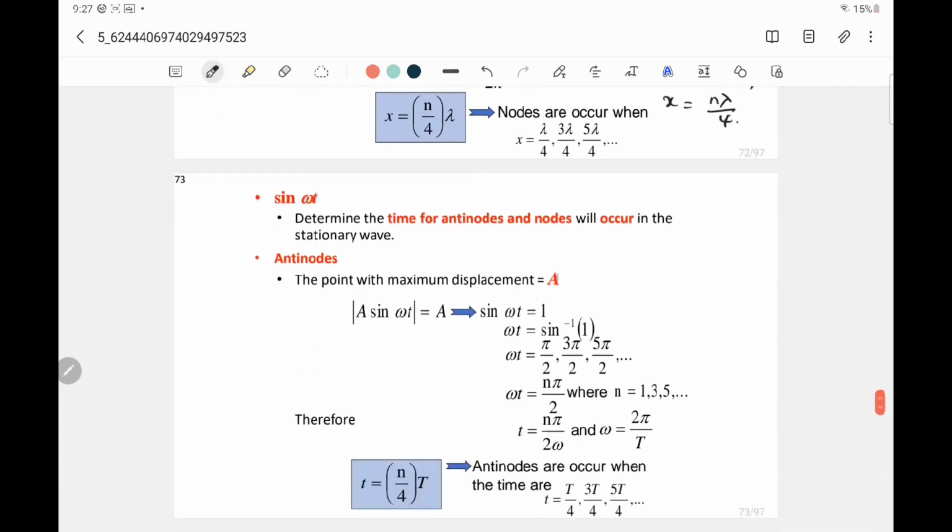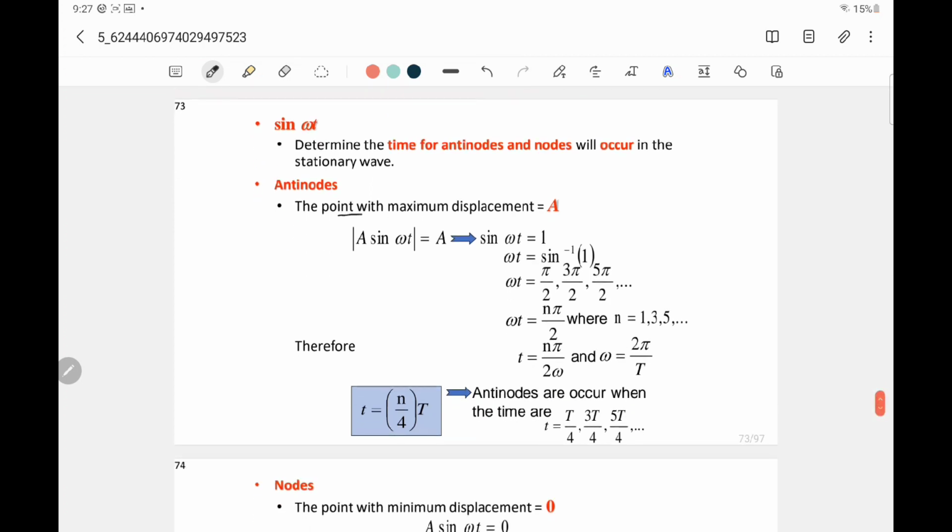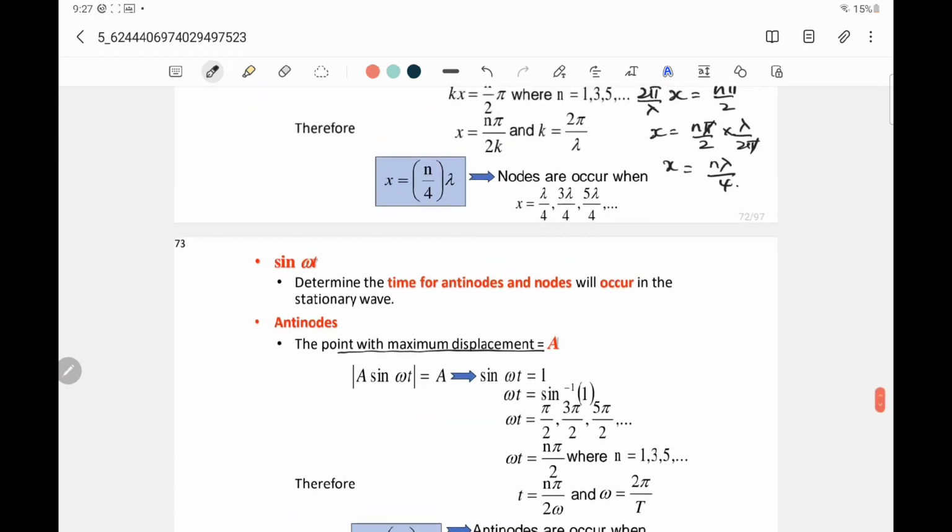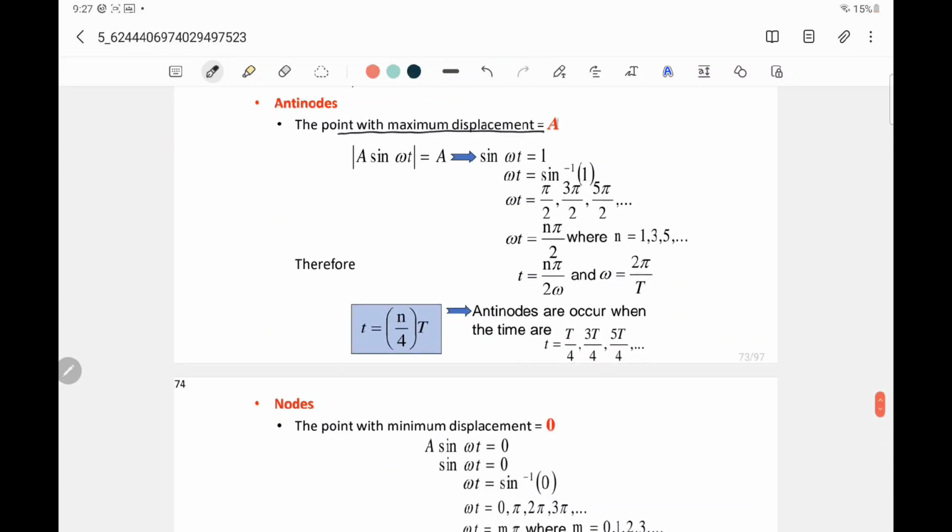Alright, so for sine omega t, determine the time for antinodes and nodes, same as kx. So for antinodes, again, we have the point with maximum displacement equal to 1. Right, so we have sine omega t is equal to 1. Right, so we have omega t equal to shift sine 1. So the same step as above, yeah. So we will have our t.